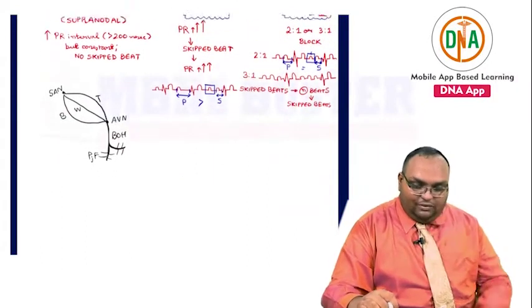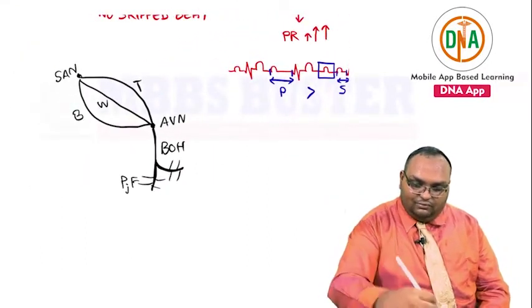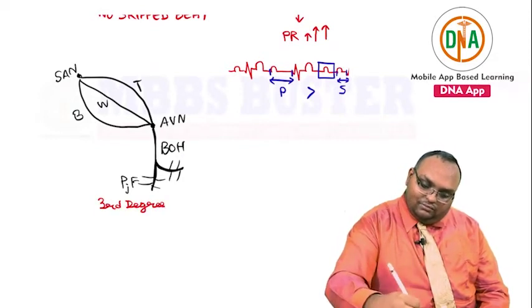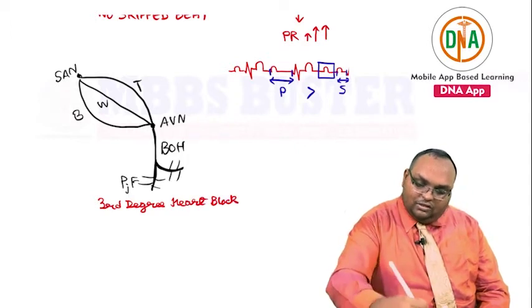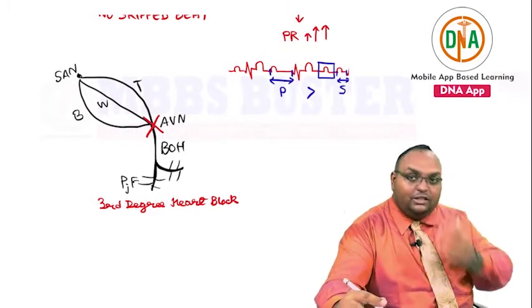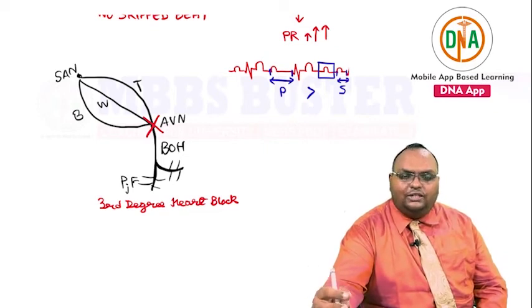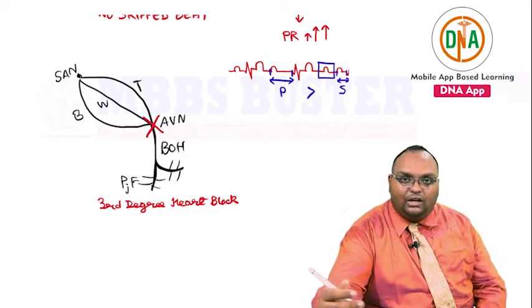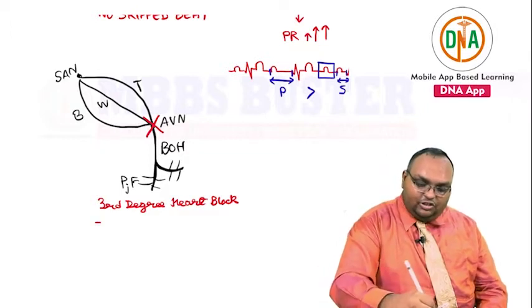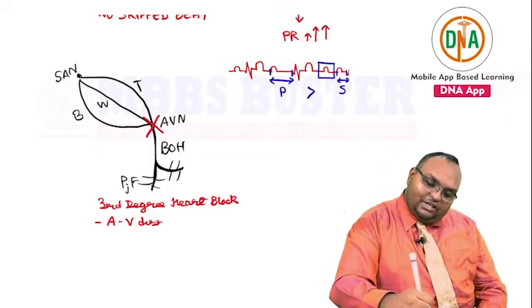And of course, you have our very own third degree heart block. It is due to a complete non-function of the AV node. The AV node stops functioning altogether. None of the impulses which originate in the SA node are supplied across the AV node into the ventricles, as a result of which what happens? Very easy, there is atrioventricular dissociation. Atrioventricular dissociation means the atria and ventricles start beating at their own rhythms.